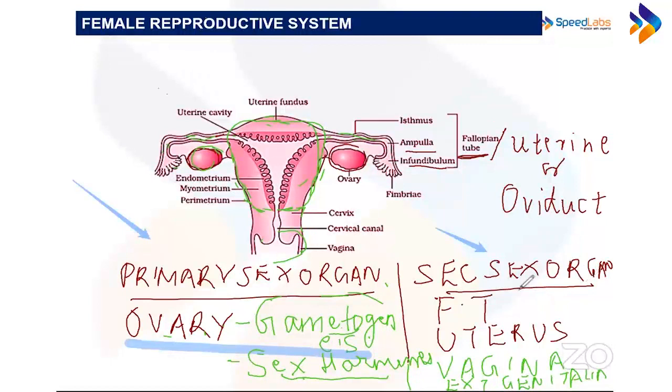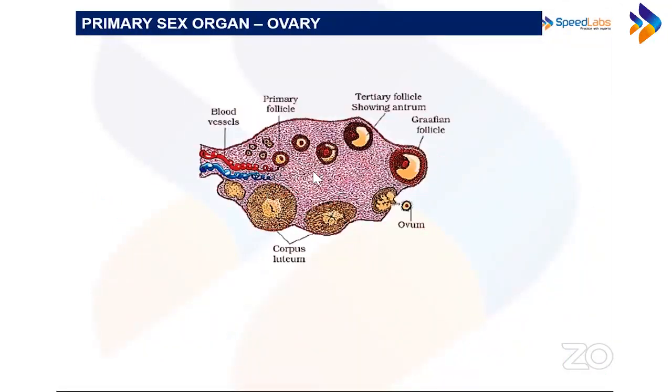Secondary sex organs: fallopian tube or the oviduct or the uterine duct, uterus or the womb, vagina, उसको birth canal भी बोलते हैं, and external genitalia. ठीक है? So ovary के बारे में बात करते हैं. Ovary is the primary sex organ, बताया because ovary जो है वो mixed gland है, उसके exocrine functions भी हैं, उसके endocrine functions भी हैं.